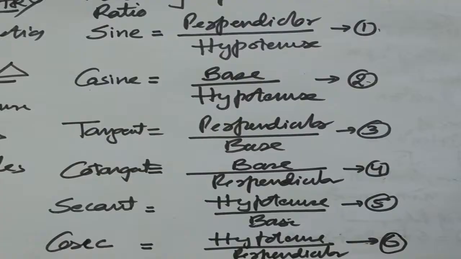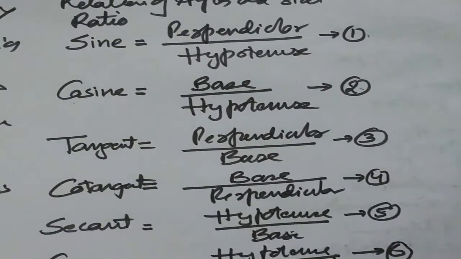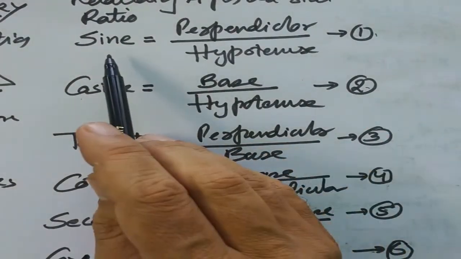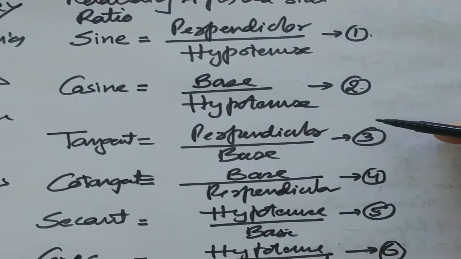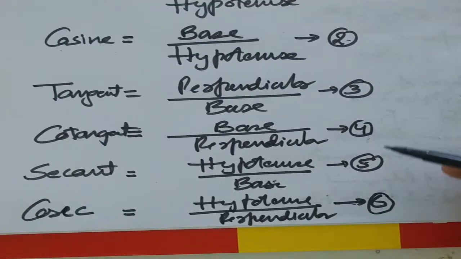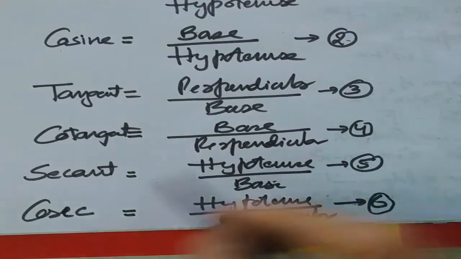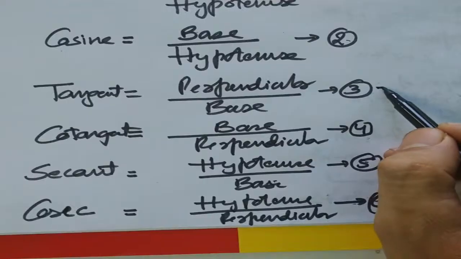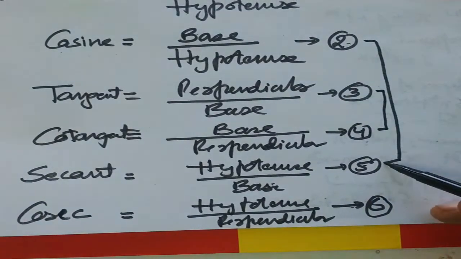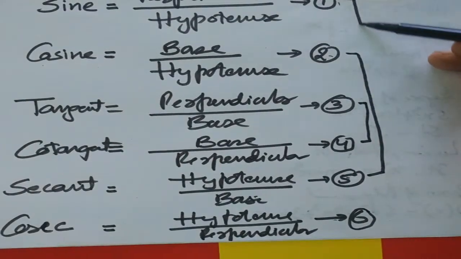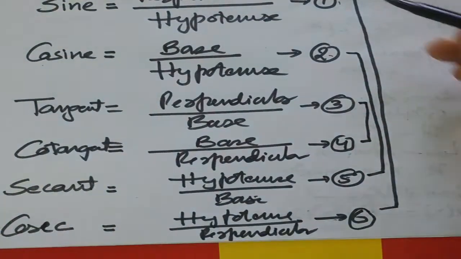It might be looking difficult, but if you observe it carefully, you have to learn only the first, second and third. The remaining are the opposites of these. See, this is the opposite of this. This is the opposite of this. And the first one is the opposite of this.